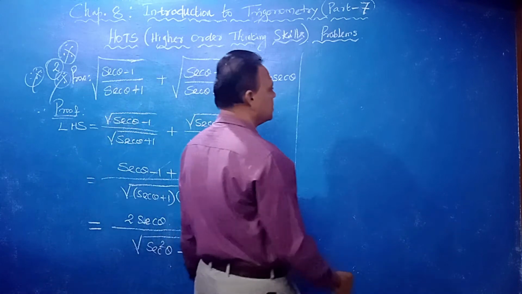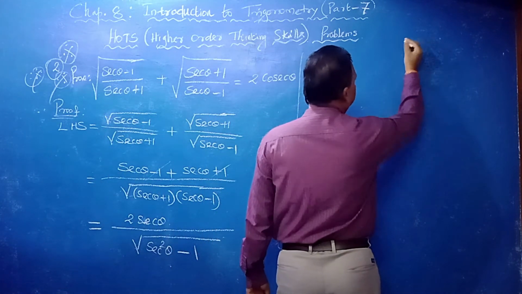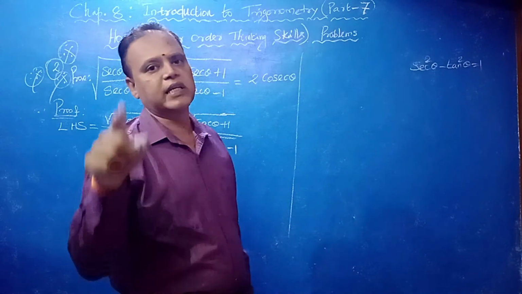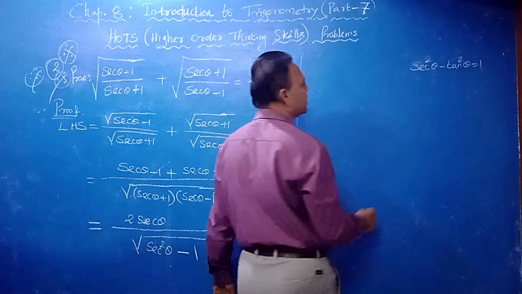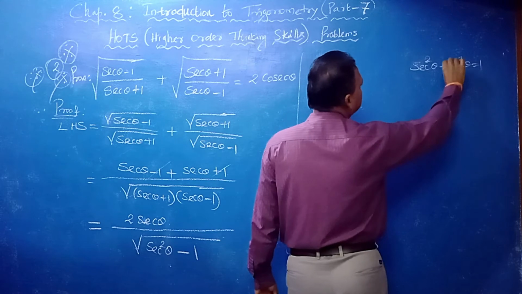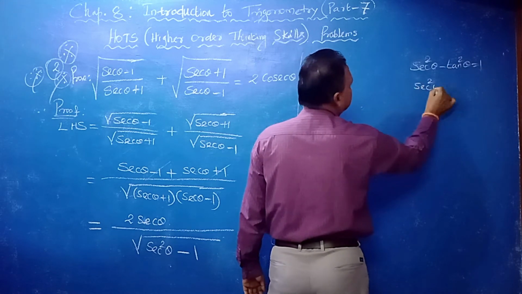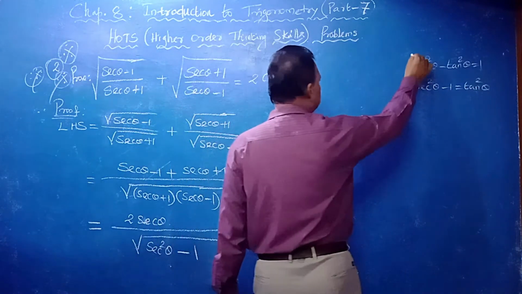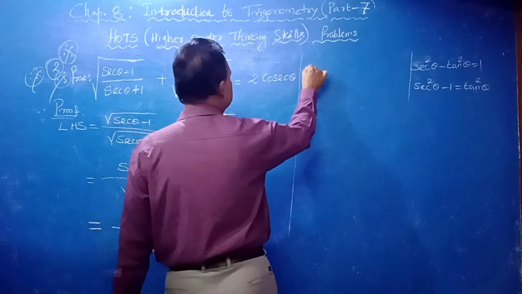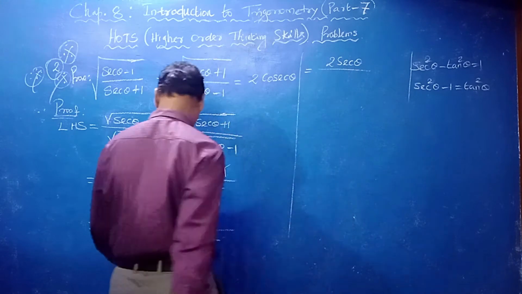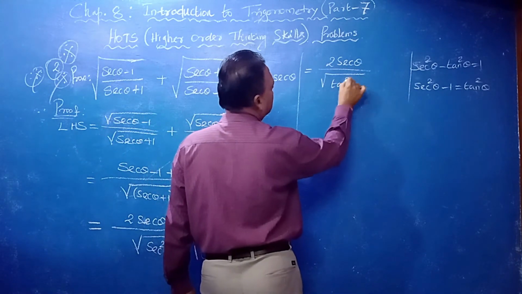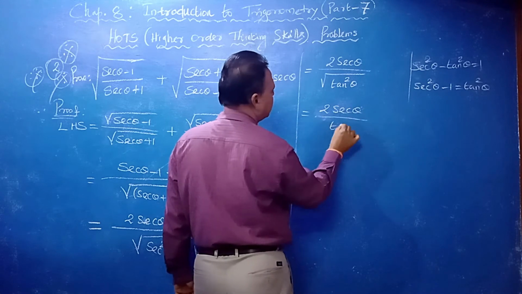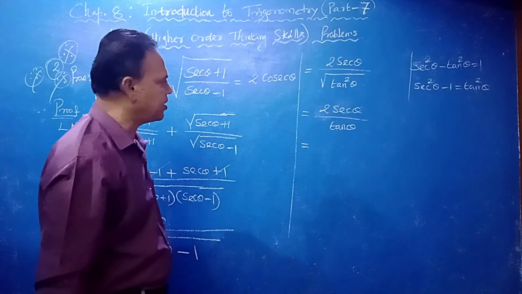This formula is very important: secant square theta minus tan square theta equals 1. Otherwise, recall it and you can easily remember. Now bring tan square theta to that side and 1 to this side, so secant square theta minus 1 equals tan square theta. So tan square theta can be written as secant square theta minus 1. Now it is equal to 2 secant theta by root over tan square theta. Now what you have to do? Take the root: 2 secant theta by tan theta.